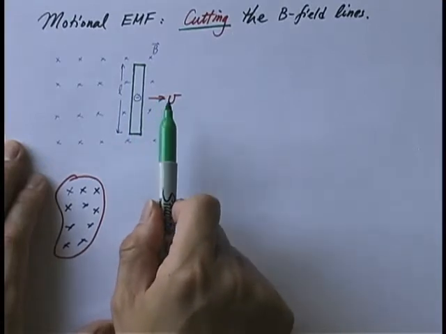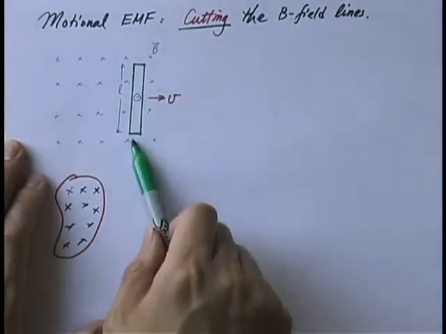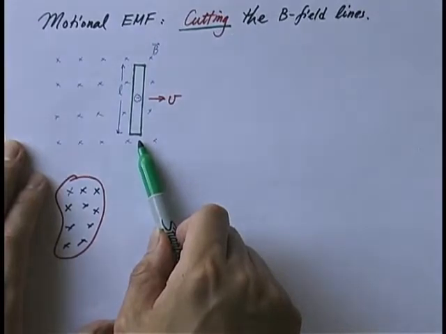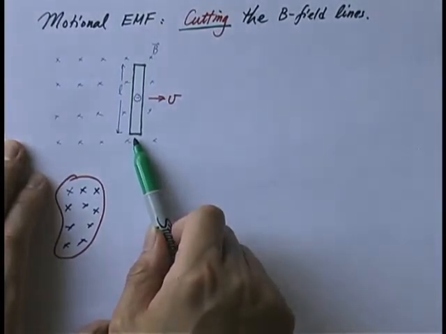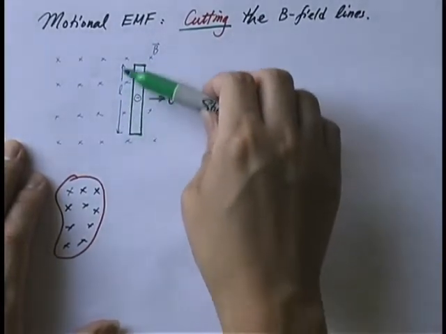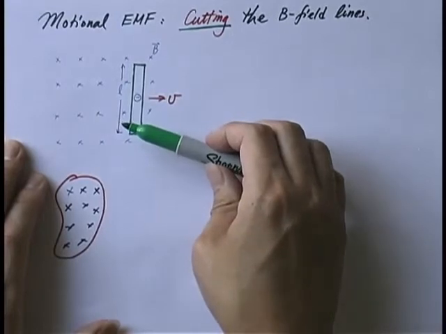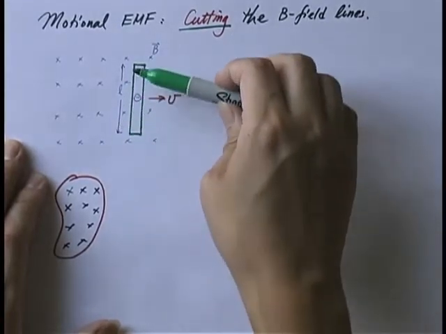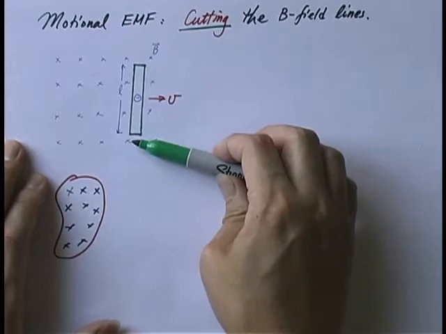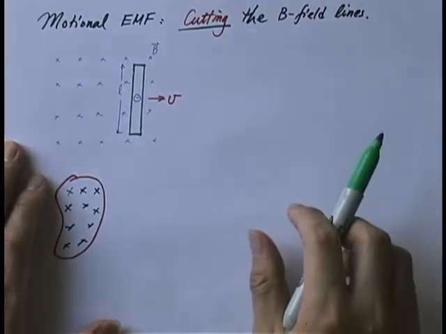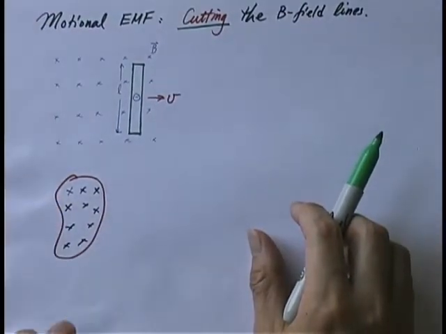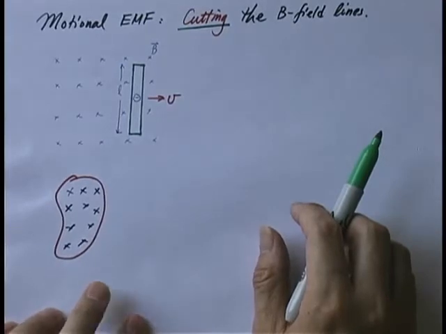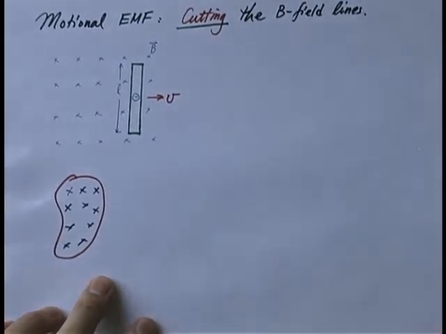And if it does generate an EMF, which side of this bar will now have a higher potential than the other? Because when you generate an EMF, this thing will act like a battery, and the battery of course has a positive terminal and a negative terminal. So what I want to know is which side is positive and which side is negative. Okay, so let's see how we can accomplish that. Actually, there are two ways to look at this problem.